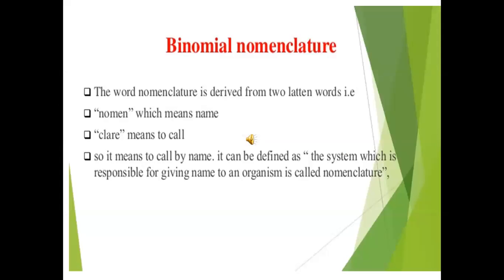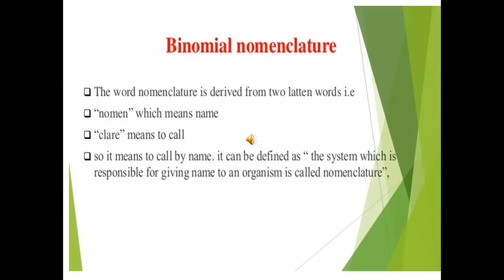The last one, binomial nomenclature. The word nomenclature is derived from two Latin words, nomen, which means name, and calare, meaning to call. So it means to call by name. It can be defined as the system responsible for giving a name to an organism.